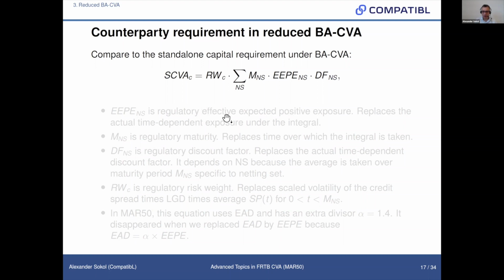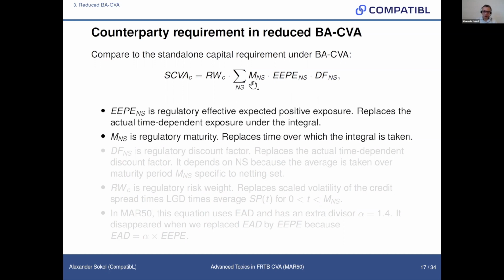And effective means the average, right? Because it could have been expected, but expected means averaging over the paths, right? So there are two averages here. First, we average over the Monte Carlo paths of future scenarios, and then we further average over time using regulatory rules. And M is regulatory maturity.